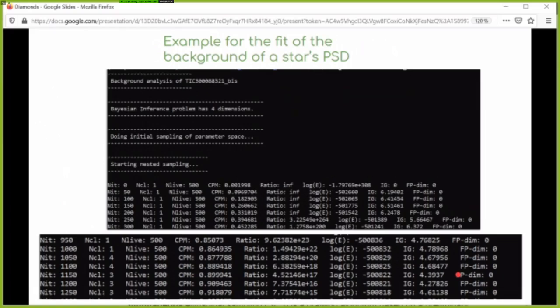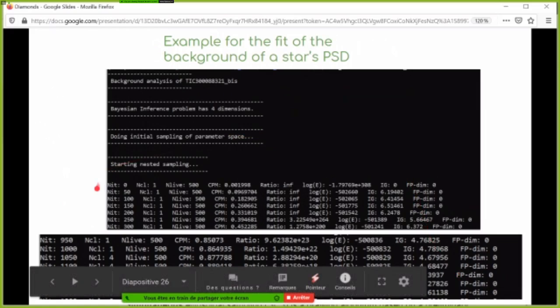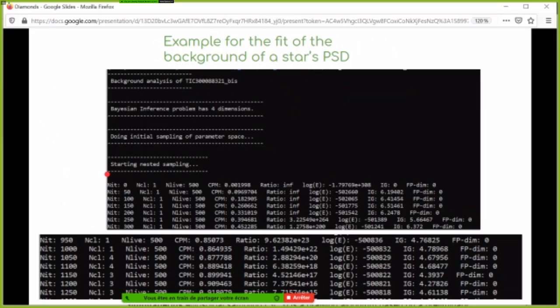So NEIT here is the number of the current nested iteration. Then NCL is the number of clusters, and it will vary within the allowed range as the computation proceeds. Then the number of live points you choose to sample your parameter space. Then you have CPM, which is the cumulated prior mass, which converges to 1 towards the end of the process. You have the ratio. So the ratio is the final termination condition.